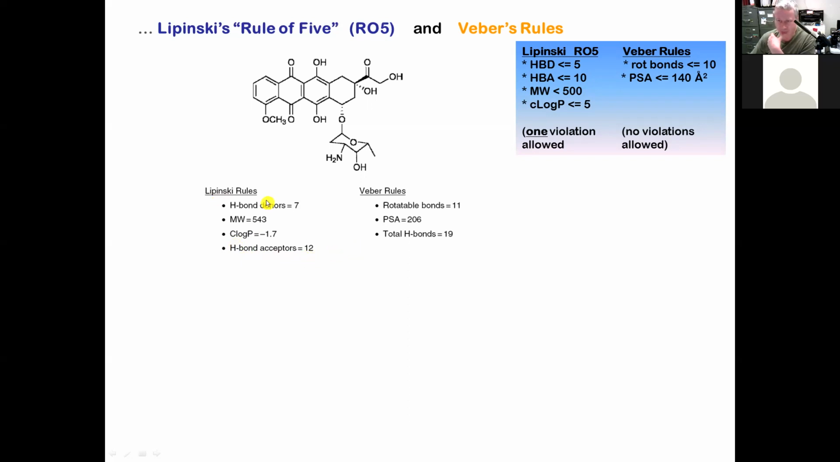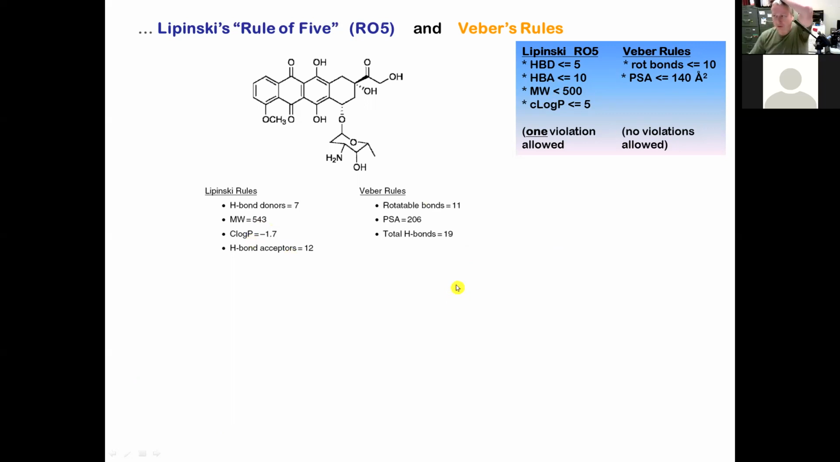Okay, so what do we think here? Hydrogen bond donors should be less than or equal to 5. Okay, that looks like a violation, right? Molecular weight should be less than 500. Okay, that looks like a violation. C log P should be less than or equal to 5. Well, that's not really a violation. It's small, but it's not a violation. Hydrogen bond acceptors is equal to 12. So that looks like a violation. So we got a couple violations here.